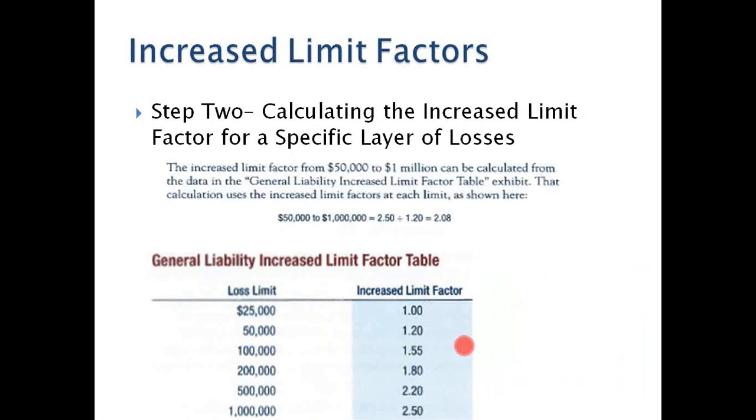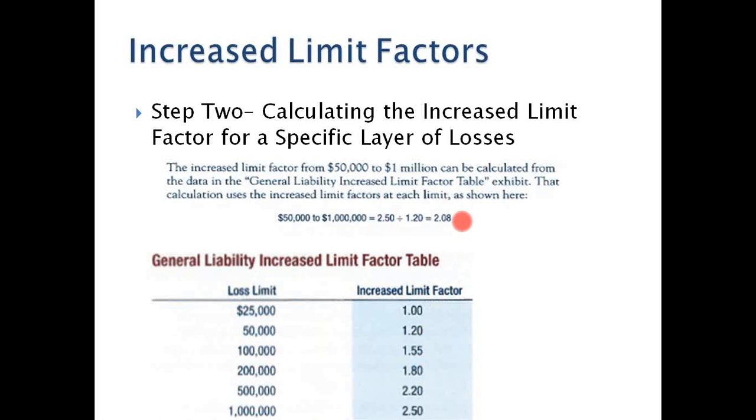So here's our same graph that we have at the bottom. Now we're going to do the next step, calculating the increased limit factor for a specific layer of losses. In this case, we're going to go from 50,000 to 1 million. So we're going to go from 50,000, which is 1.2, to 1 million, which is 2.5. In order to do this, we have to divide 2.5, which is our 1 million layer, by 1.2, which comes up with a limit factor of 2.08.